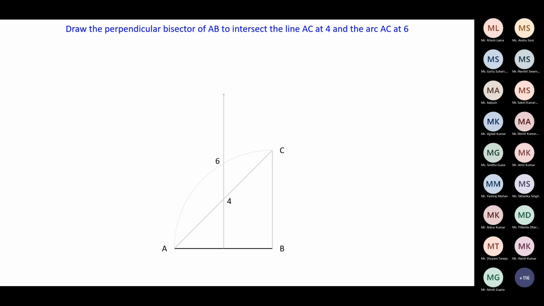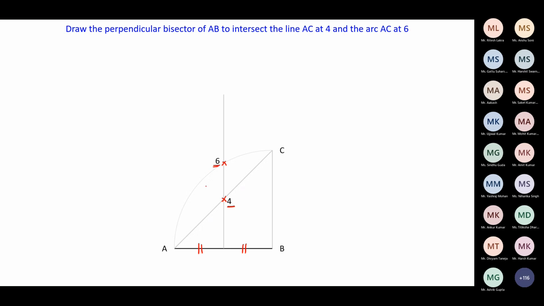So whatever the line is indicated here, this is extended. So this is the perpendicular bisector. So this is equal. This is equal. So we draw the perpendicular bisector of line AB that intersects AC at 4 and arc AC at 6. So we are getting two cutting points, and we are giving the particular numbers 4 and 6.